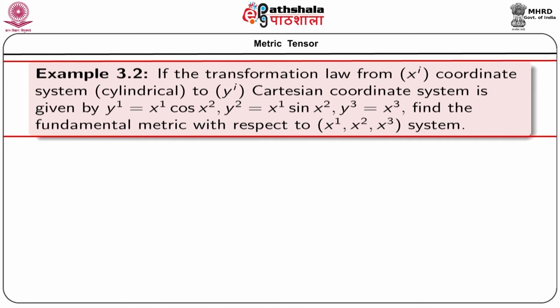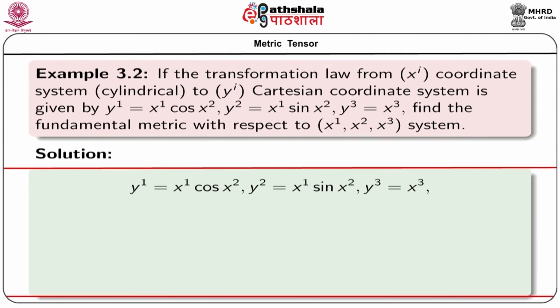Now, let us see an example. If the transformation law from the xi coordinate system, which is a cylindrical coordinate system, to yi, the Cartesian coordinate system, is given by y1 equals x1 cos x2, y2 equals x1 sin x2, and y3 equals x3, then we are going to find the fundamental metric tensor for the cylindrical coordinate system.